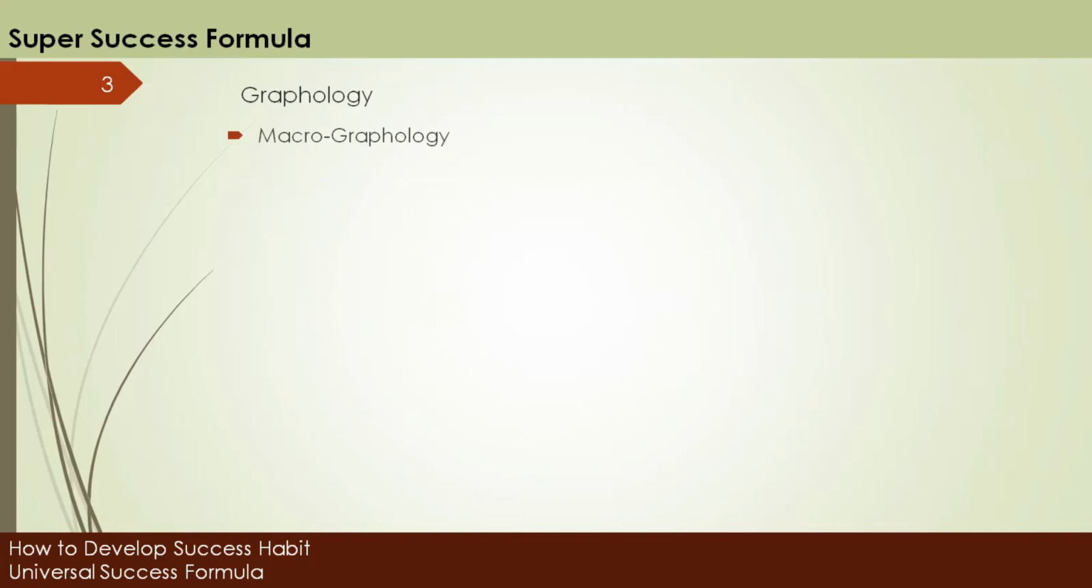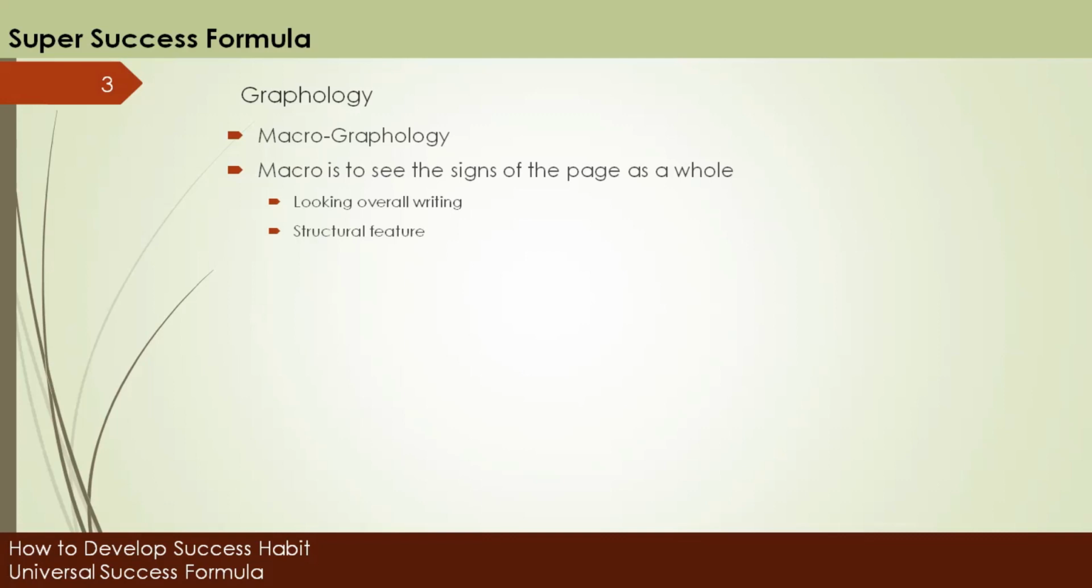In graphology, we have macro graphology. Macro means we have to see the signs of the page as a whole. The entire page has to be analyzed. A graphologist has to look at the overall writing on a page: structural features, zones of the writing, angle, size, pressure, margins, and spacing between the letters.